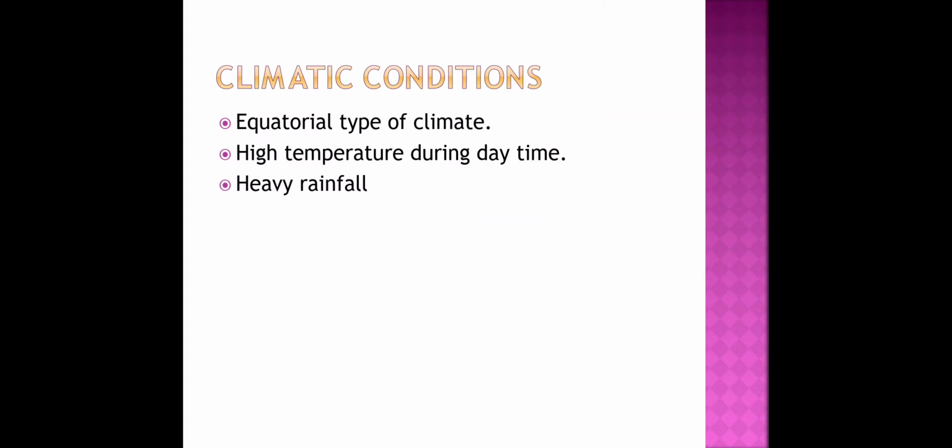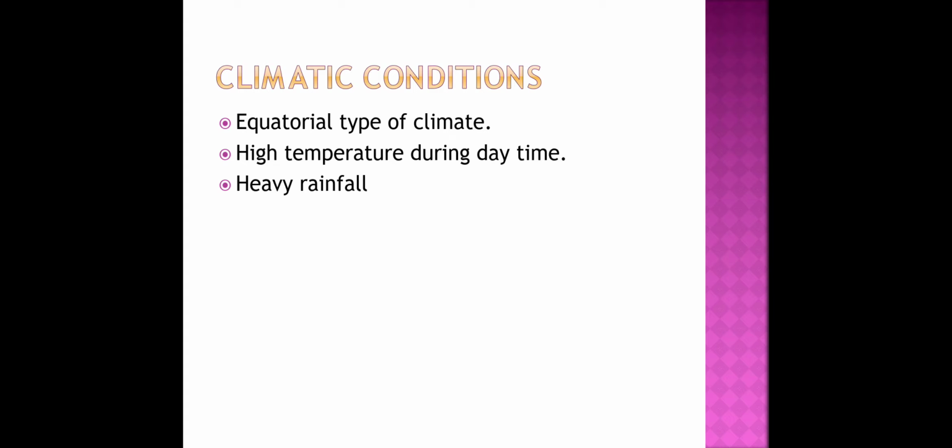Now I will tell you about the climatic conditions of the Amazon basin. This region experiences equatorial type of climate. Now what is equatorial type of climate? It is hot and humid throughout the year. In the daytime, there is high temperature and humidity. During the night, the region will have low temperature, but humidity will still be there.